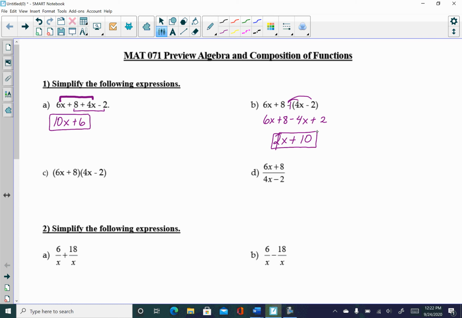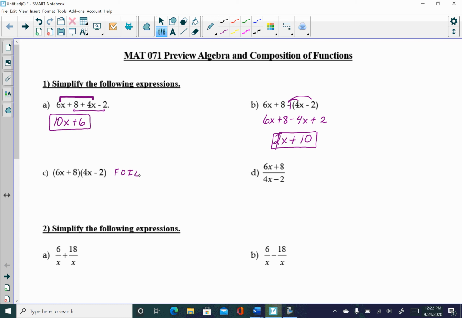Letter C, I'm taking these two expressions here and I'm multiplying them together. So I've got a 2 term times another 2 term. They're referred to as binomials. I'm going to multiply here. Typically when you're multiplying two binomials like this, we utilize the FOIL method, but you use whatever works for you. FOIL is an acronym that stands for first, outside, inside, last.